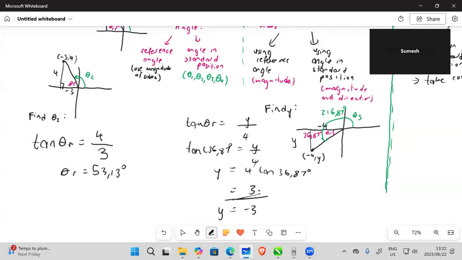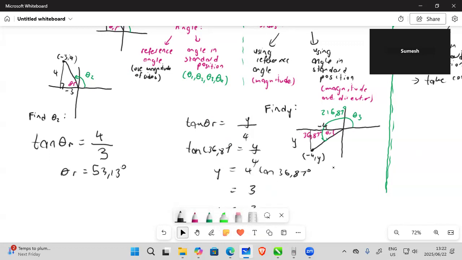So the answer that you'll get here will be a magnitude, which is 3. But because we're talking about the Cartesian plane, we need to mention whereabouts. So minus 3 will mean going down by 3 units. Okay, so that's that.